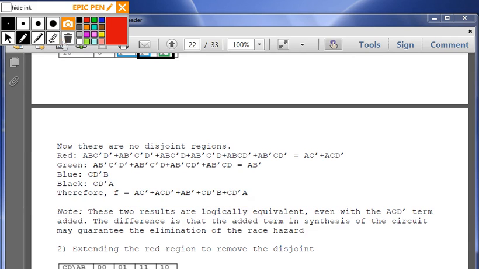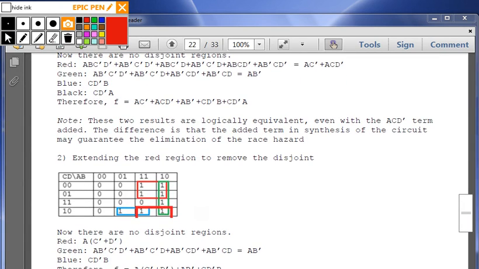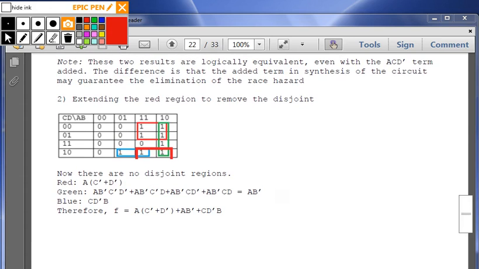The second way of doing it is to take the red region and extend it so that it encapsulates these 2. So you say it has 6, so it meets the proper definition of p-subcubes. And therefore the red region is now A C naught D naught, or C naught or D naught.